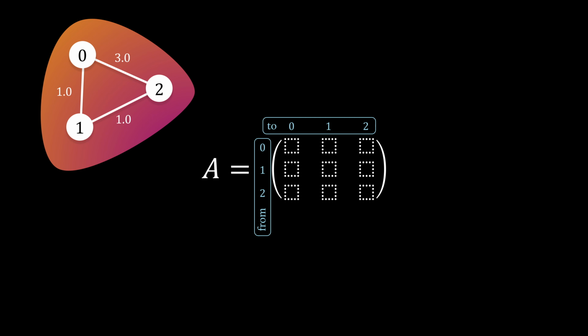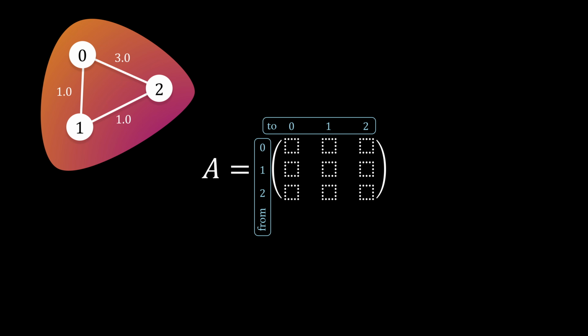Oftentimes, edges are encoded in an adjacency matrix, which has the weights of edges as entries. Here the part of the graph we consider has 3 nodes, so we deal with a 3x3 matrix. As an assistance to fill the entries, write down the node labels on the rows and columns, where the rows denote the starting point of the edge and the columns signify where the edge ends.